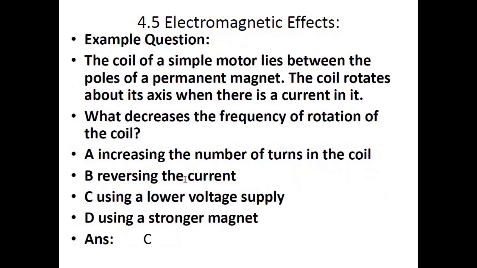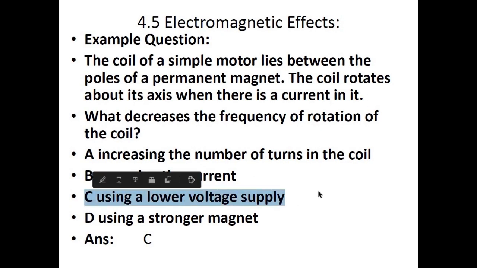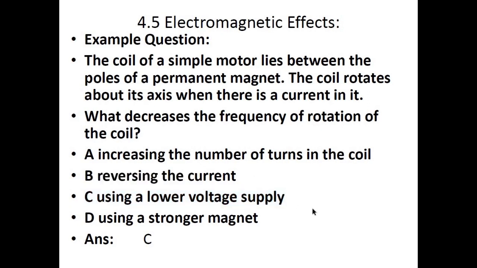Example question: the coil of a simple motor lies between the poles of a permanent magnet. The coil rotates about its axis. What decreases the frequency of rotation? Increasing the number of turns? No, this would increase it. Reversing the current? Again, this would simply mean that the coil would keep on moving in the same direction. Using a lower voltage supply? Now, if you apply a lower voltage, less current, then the speed would decrease. Using a strong magnet? No, this would again be a wrong answer. This would cause the speed to increase.